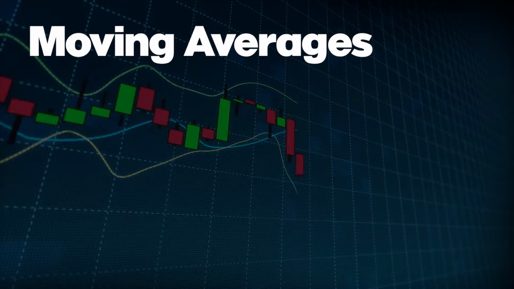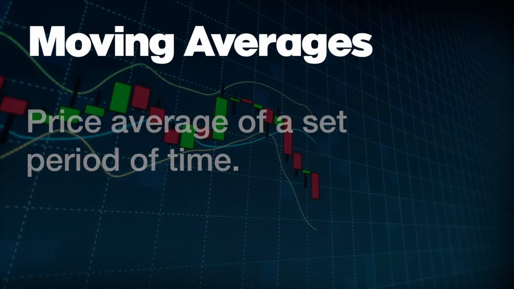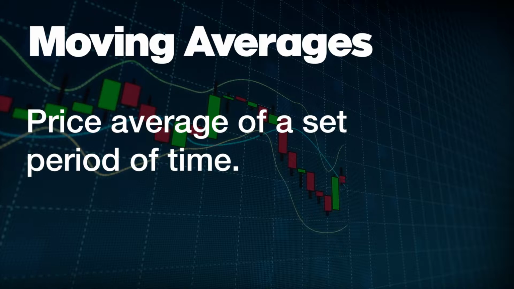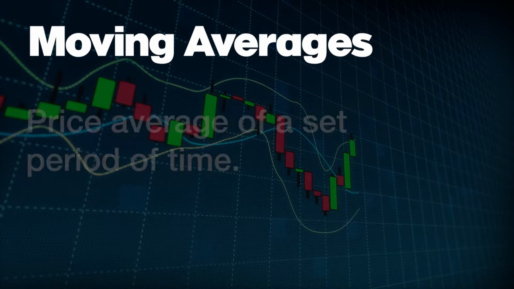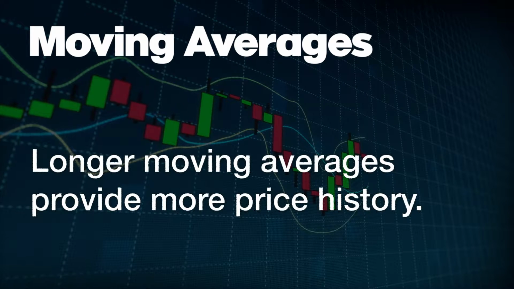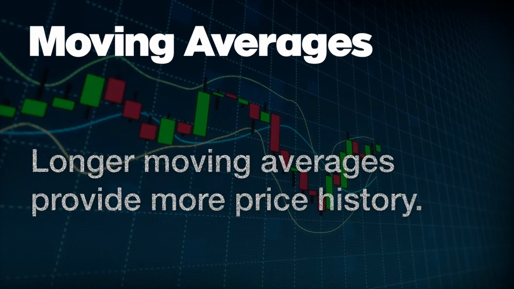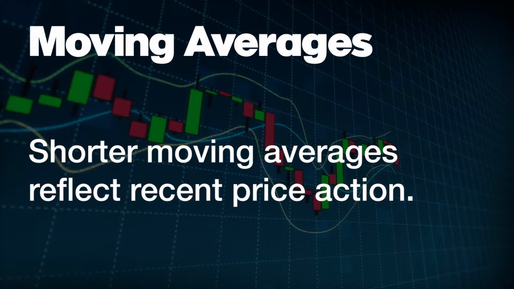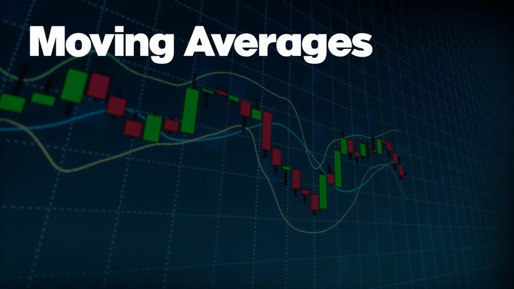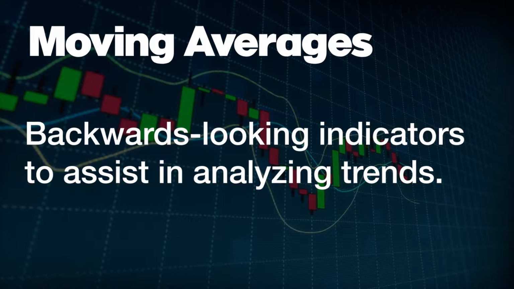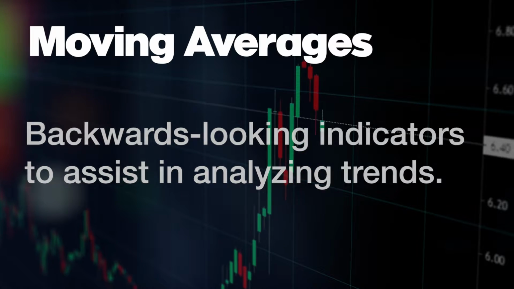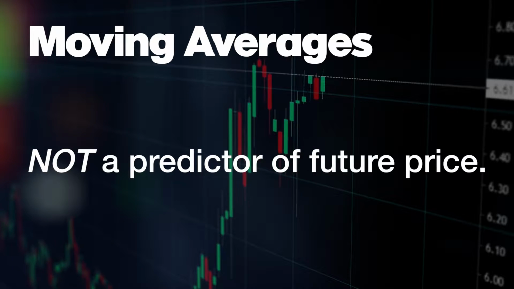Moving average is pretty much how it sounds. It's a price average over a set period of time. Moving averages help traders determine the trend in the market. The longer the moving average, the more history it'll tell you, while shorter ones will reflect more recent price action. It's important to note that moving averages are backwards-looking indicators. They only try to tell you the current trend. It's not a predictor of future price.